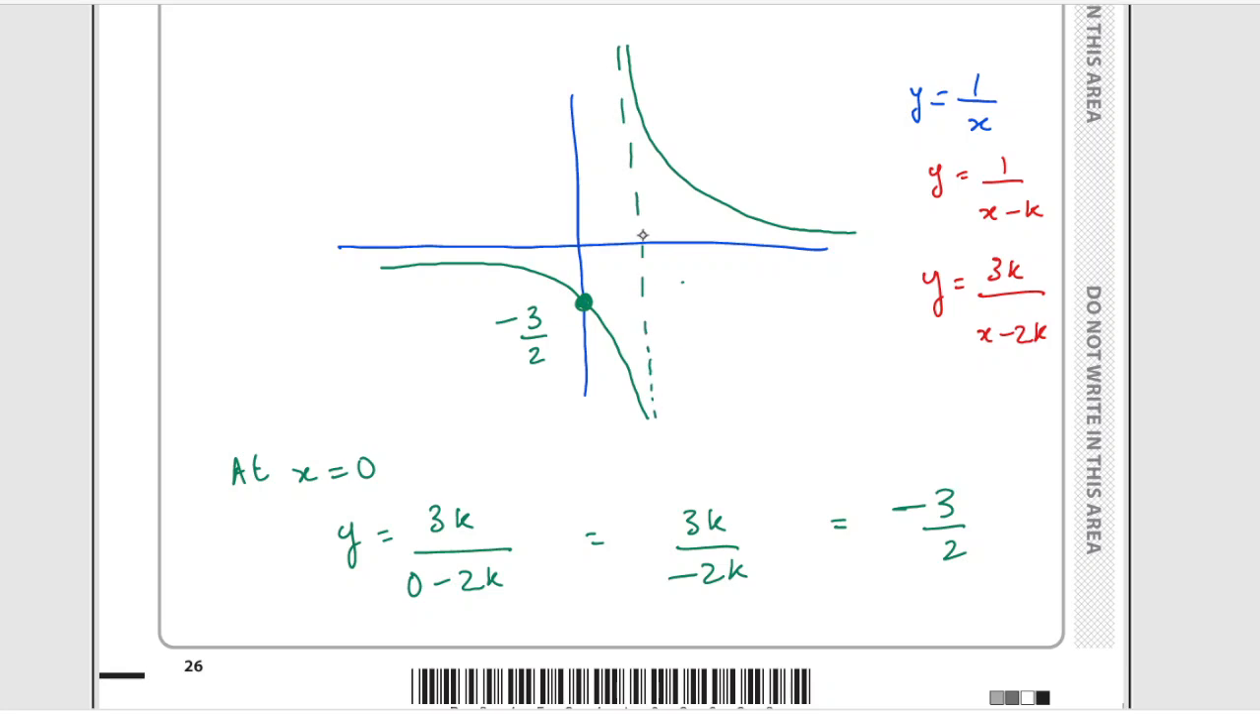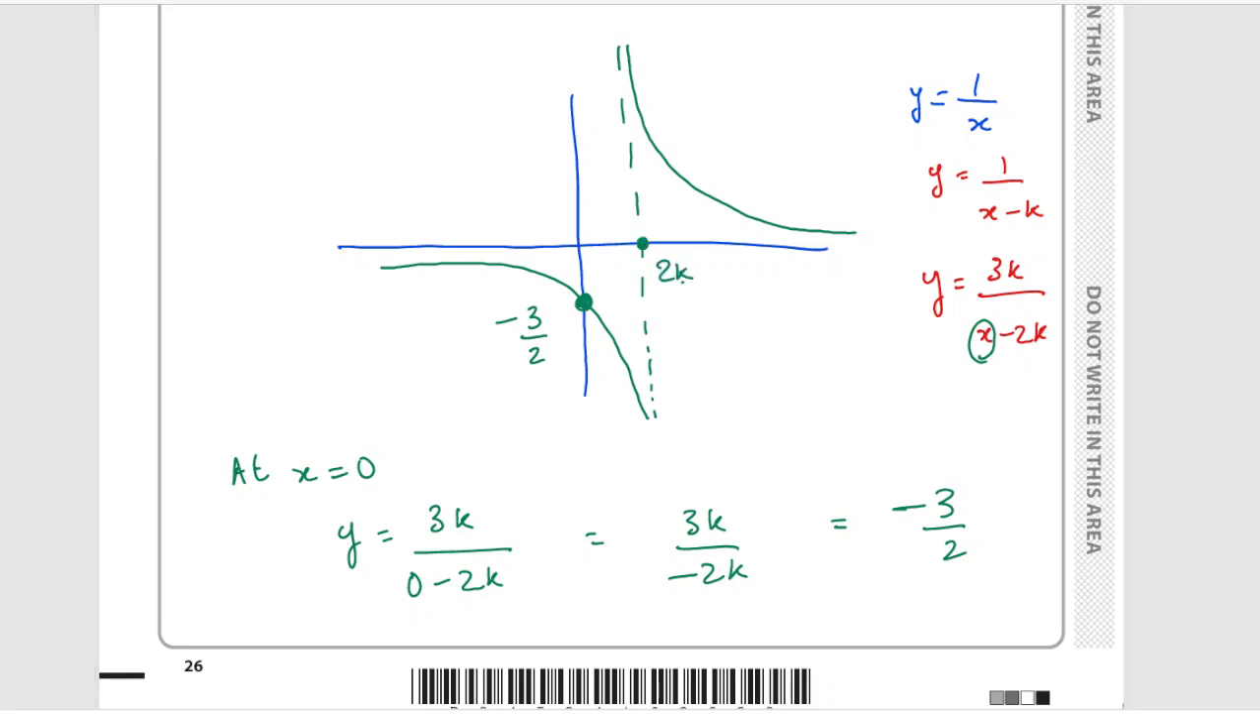So the asymptote occurs at x equal to 2k, because when you put x equal to 2k over here, you are going to get divided by 0, which is not possible. So that is actually the asymptote. So this is the point 2k.